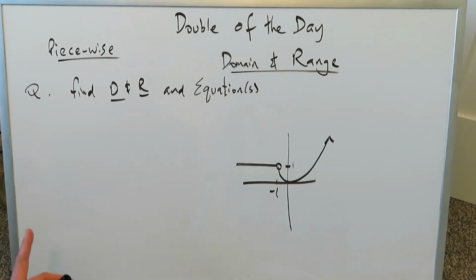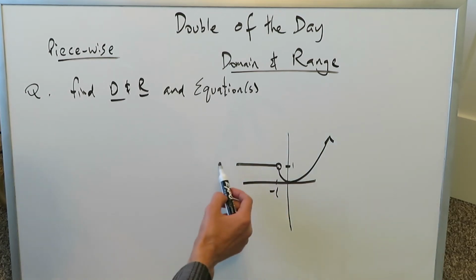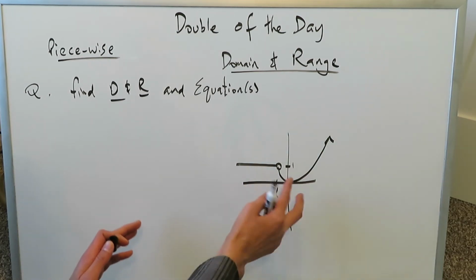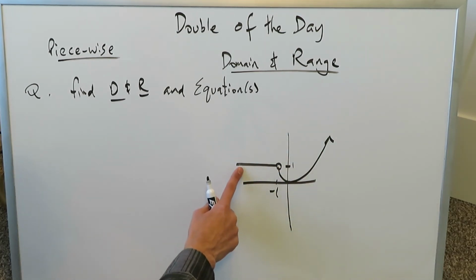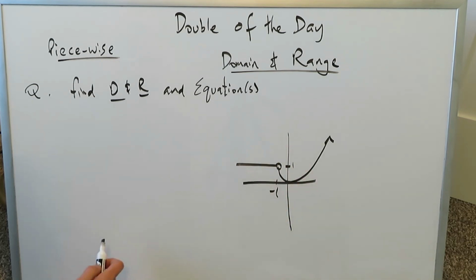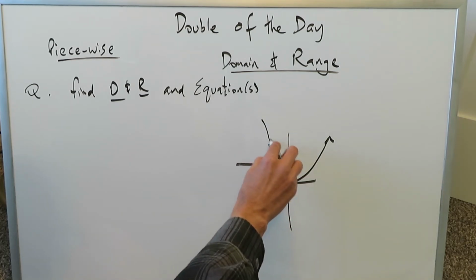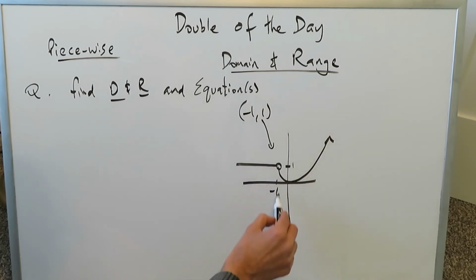Alright, let's look at the second question and the last question. We have a piecewise function here, or you can say a group of two functions which are generated here by a horizontal line and a parabola. This parabola point right over here you can say is minus 1, 1 as indicated by these points. You have to state the domain, the range, and the equations which are involved.